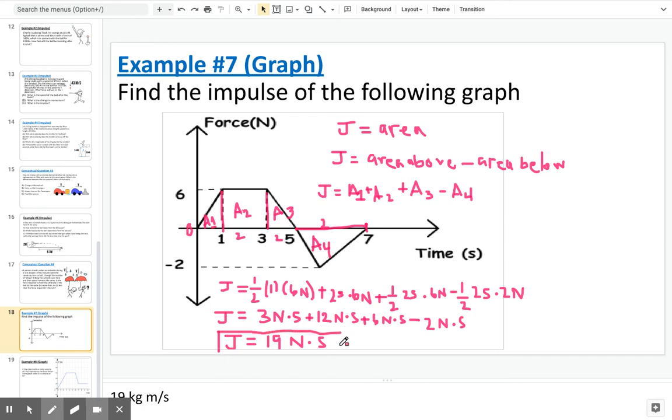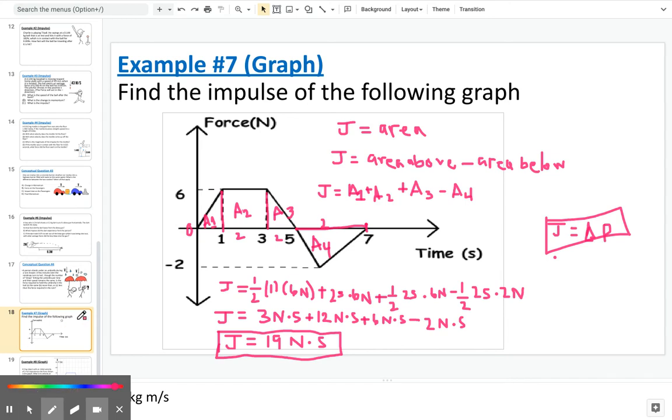Okay, if we were asked for change in momentum, what would the change in momentum be? The same. Okay, so impulse is equal to change in momentum. So we can actually use these graphs as well to find change in momentum if we needed to, because change in momentum and impulse are equal to each other.